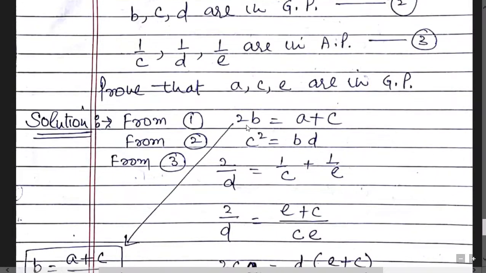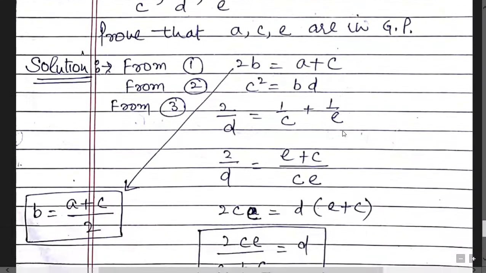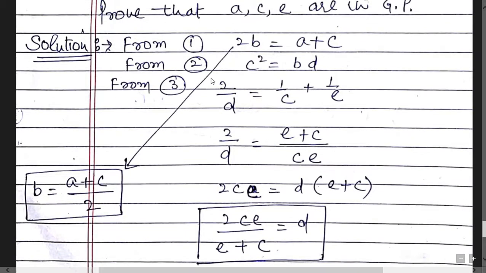Simply write the equations of these 3. From first, you can write 2B is equal to A plus C because of the condition of AP. And second is C square is equal to BD because of the condition of GP. And third is 2 divided by D, it's 2 into 1 over D basically, equals 1 over C plus 1 over E. It is the condition of, again, AP. Now take LCM. You can write 2CE is equal to D into E plus C. Here you can write the value of D, 2CE divided by E plus C. And from here you can write the value of B.